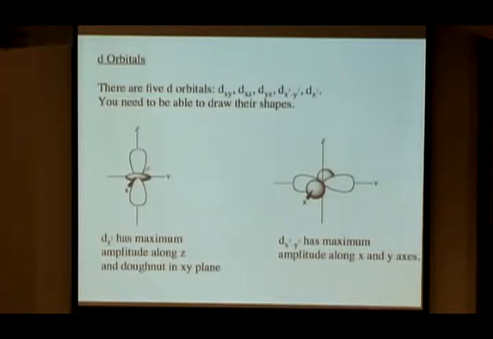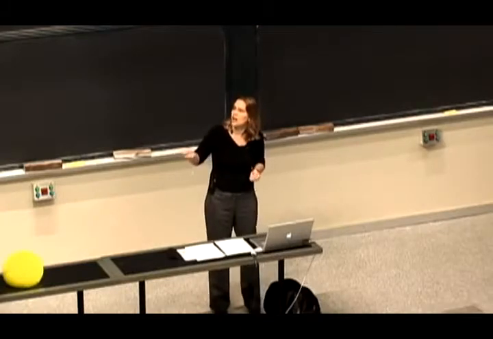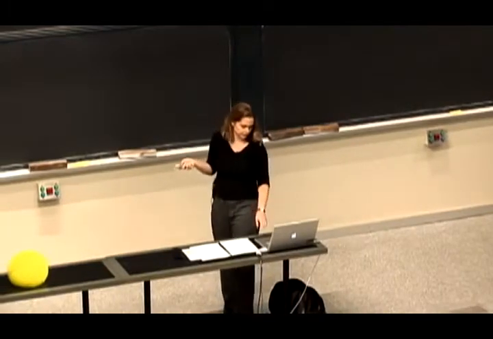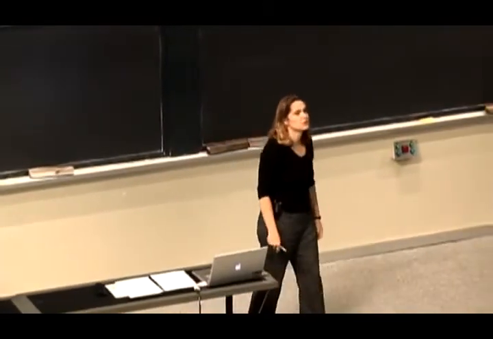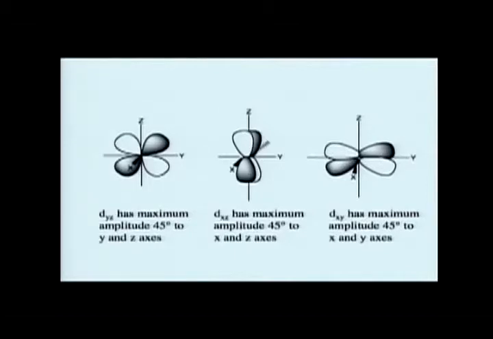So the first d orbital we'll consider is dz squared. It has its maximum amplitude along the z-axis, and it also has a little donut in the xy plane. So dx squared minus y squared has its maximum amplitude along the x and the y axes, so directly on axis for this particular d orbital. The next sets of d orbitals have their maximum amplitudes off axis, so they don't correspond directly to the axes that I just mentioned. They're in fact 45 degrees off axis.